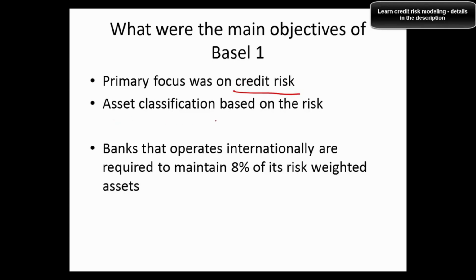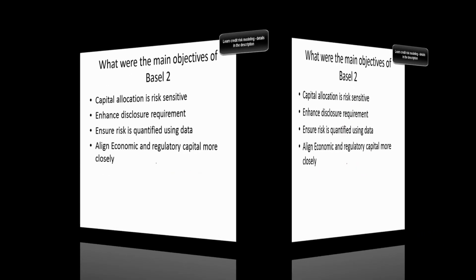The asset classification was, for the first time, done based on the risk. So that was also part of Basel 1. Banks that operate internationally are required to maintain 8% of the risk weighted assets. So that was also one of the norms. There are other norms also, but these are some of the few important things that you can discuss in the interview if someone asks about the objectives of Basel 1.